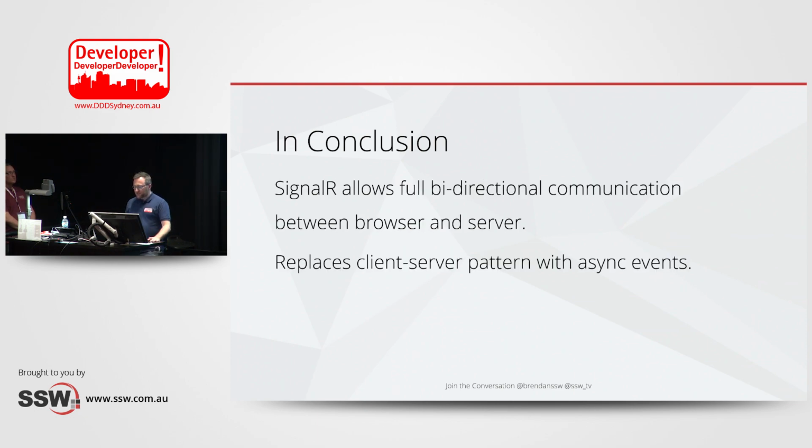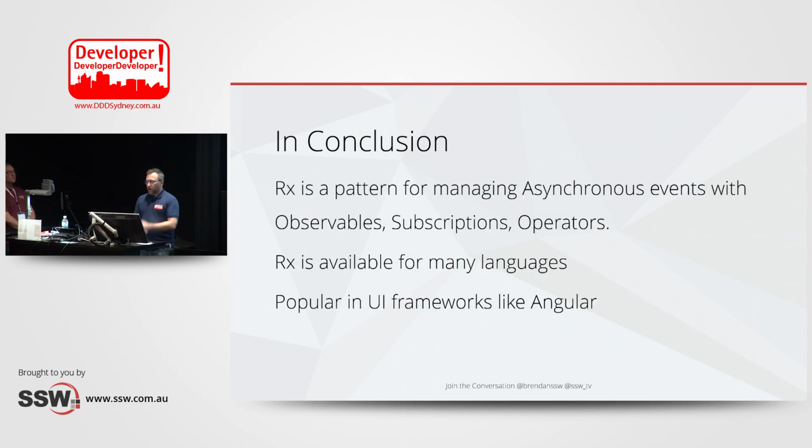So the other thing we saw was SignalR. SignalR allows full bi-directional communication between the browser and server, which is great. But it does replace this client-server pattern that we've had for as long as I've been web developing with asynchronous events, and asynchronous events are harder to manage. You have to start thinking about asynchronous events. So Rx is a pattern for managing asynchronous events with observables, subscriptions, and operators. Rx is available for pretty much most languages. It's mostly used for UI frameworks, but I see no reason why you can't apply it in more places than it's being used right now.